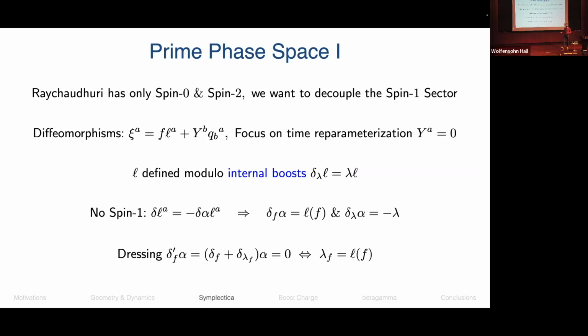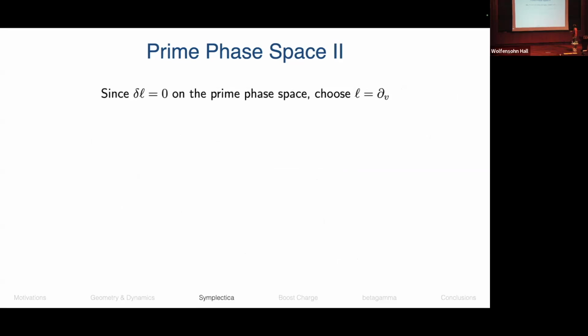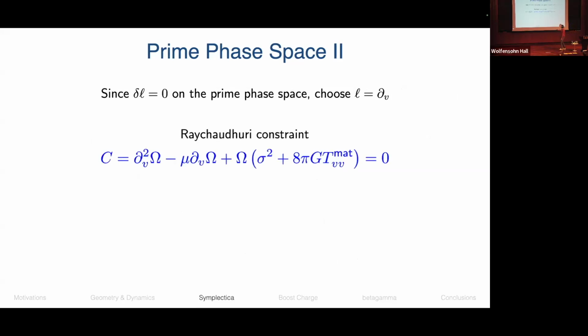And the phase space in which this is achieved, I'm going to call the primed phase space. And in this primed phase space, as I'm going to show now, the spin 1 sector completely decouples, and I have my Raychaudhuri constraint and the spin 0/2 sector. Okay, so in particular, since now L is constant throughout phase space, I can conveniently choose a notion of time coordinate, a null time coordinate V. And then the Raychaudhuri constraint written in this null time coordinate has this form.